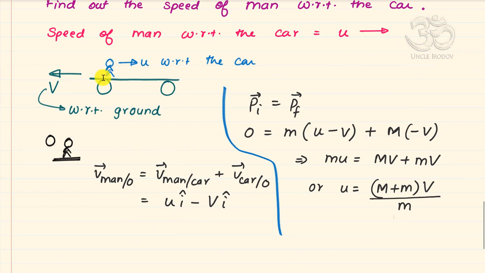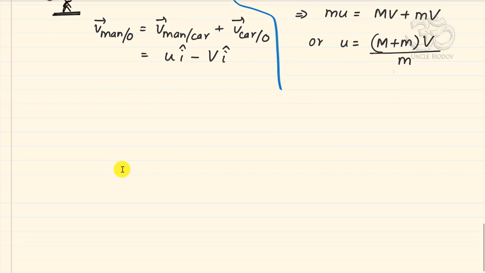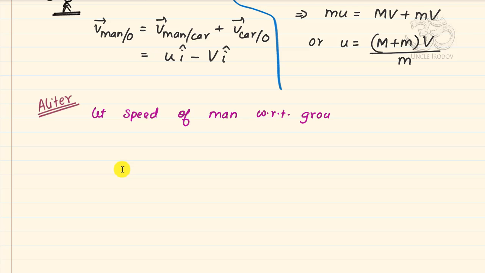So the other way to do this problem could be if you assume the speed of the man with respect to ground instead of with respect to car. So let us go that way also. Let's say that the speed of man with respect to ground is some u naught in the rightward direction.